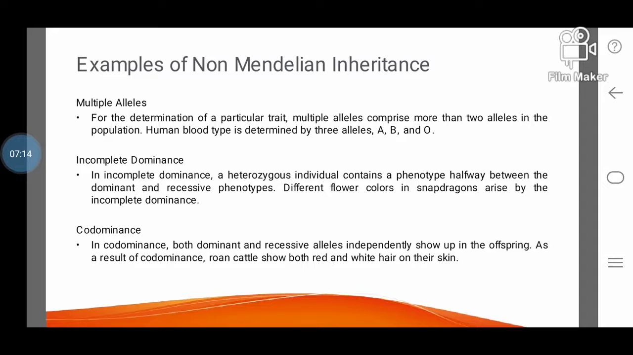So in codominance, both dominant and recessive alleles show up in the offspring. As a result of this codominance, in roan cattle, both red and white hair is shown on their skin.